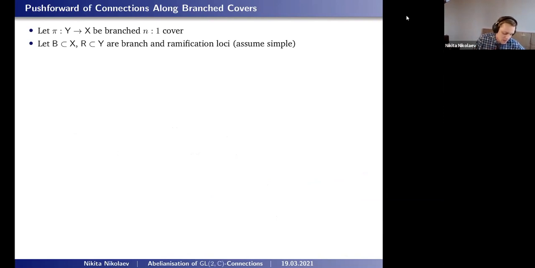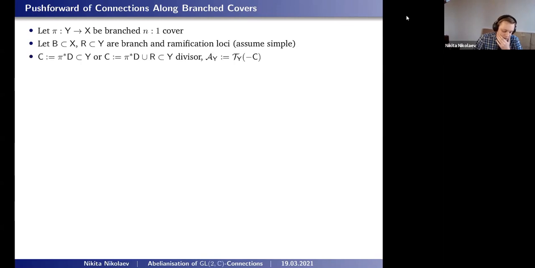So to be a little bit more precise, here I'm denoting this covering map by pi. The covering Riemann surface is Y. And I introduce notation for the branch locus and the ramification locus. And just for simplicity, let me assume that they are simple, which means that at any one point, only two branches of the Riemann surface Y meet. And in that fiber, that's the only ramification.